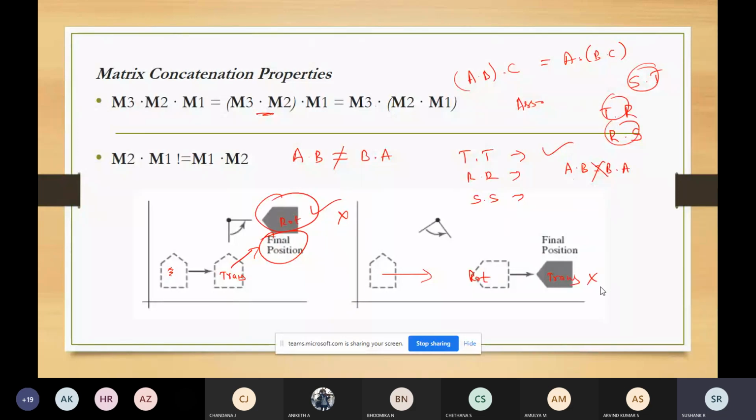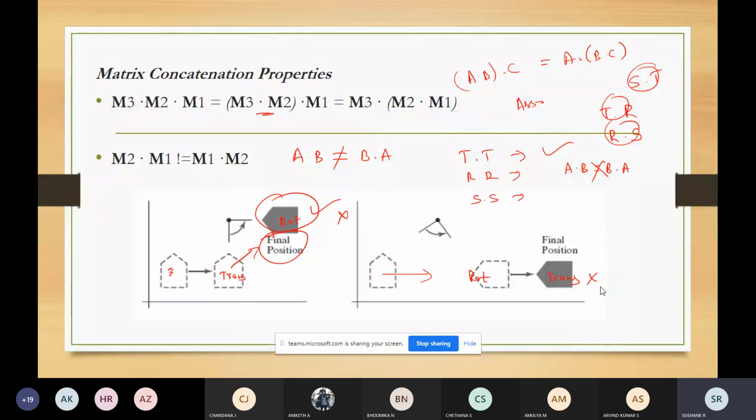When the operation is the same, it doesn't matter. But when the operations are different, the output depends on the order in which the matrices are evaluated. In our first example, first I perform the translation and then the rotation, and the answer is different. In the second example, I perform the rotation, then the translation, and the answer is different. So just keep these two points in mind.